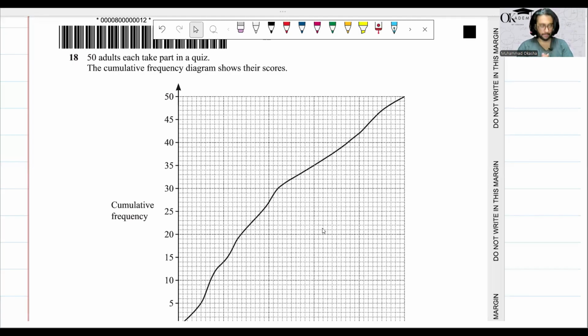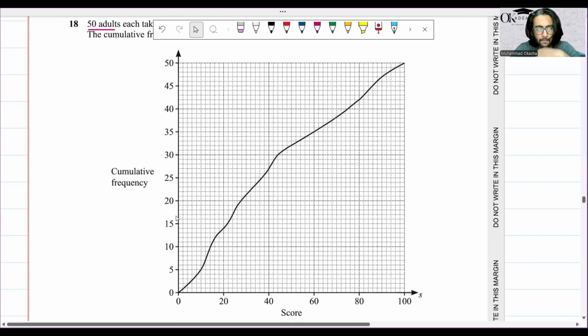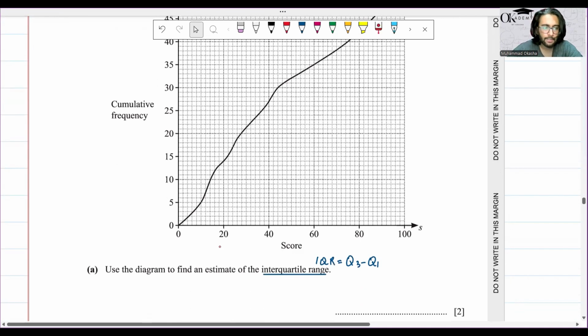50 adults each take part in a quiz. The cumulative frequency diagram shows their scores. So the number 50 is the number of adults, and this is a cumulative frequency graph which shows their scores. Use the diagram to find an estimate of the interquartile range.